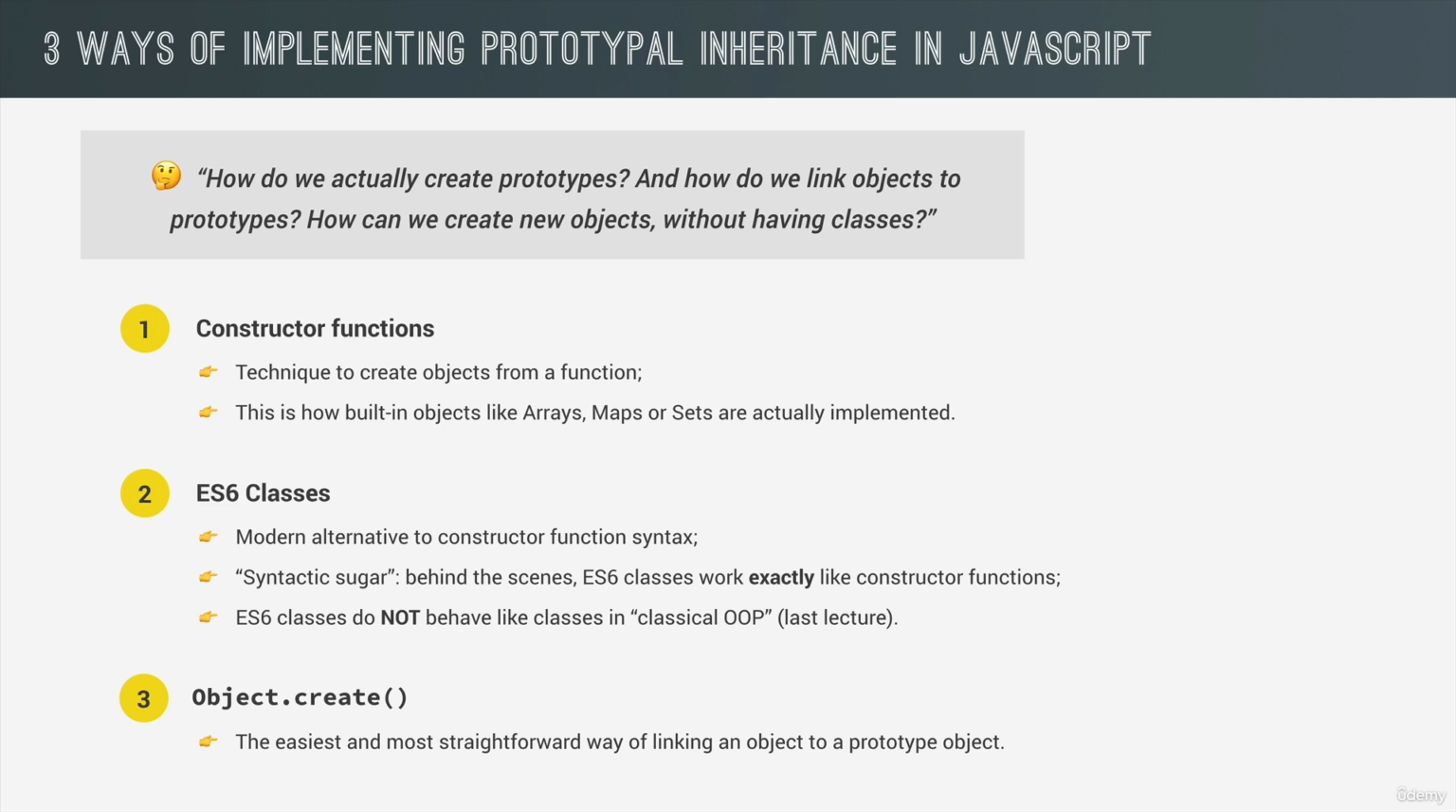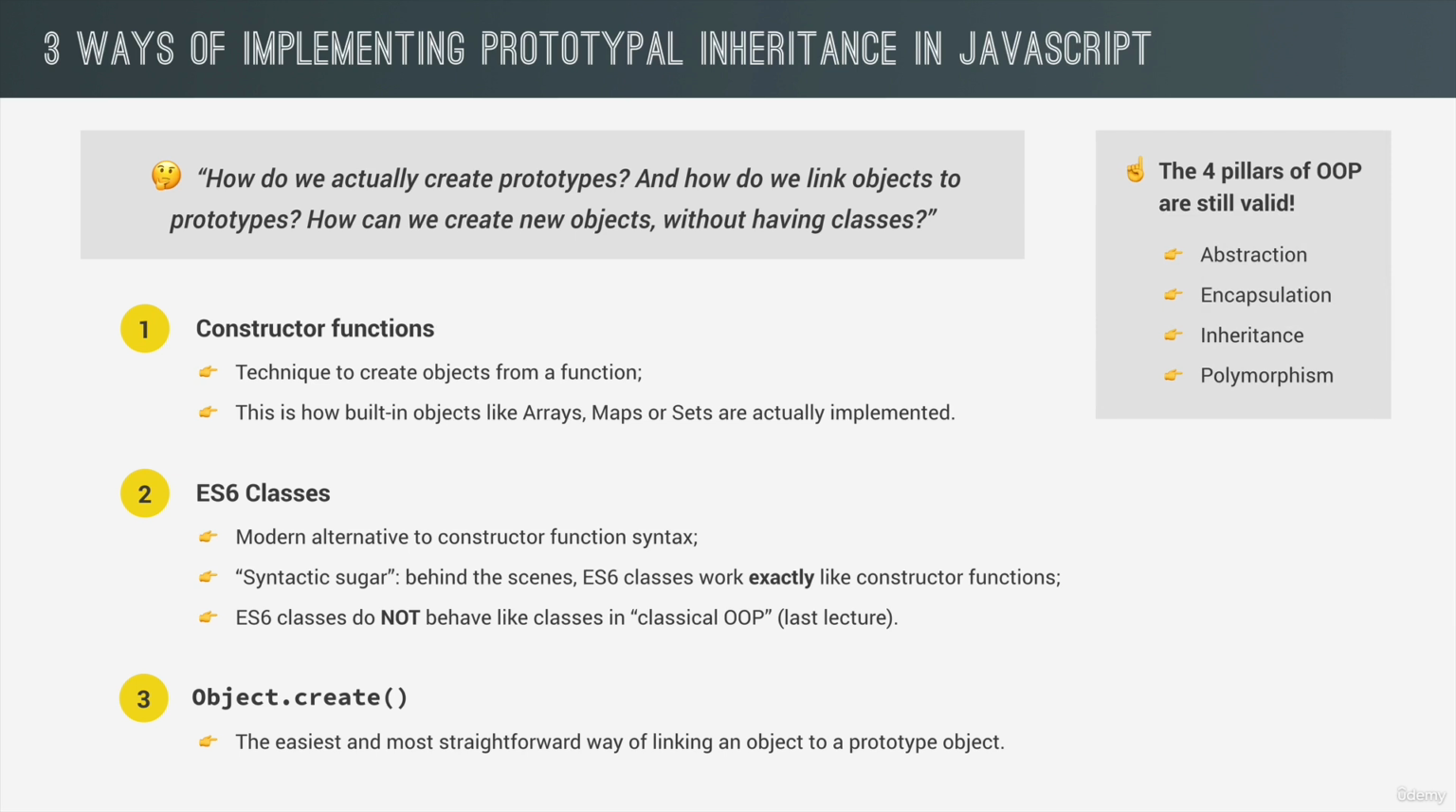However, it's not as used as the other two methods, as we will see over the next couple of lectures. Now, to finish, one important thing to keep in mind is that the 4 principles of object-oriented programming that we learned in the last lecture, so that's abstraction, encapsulation, inheritance, and polymorphism, are still valid and important with prototypal inheritance. And throughout this section, we will of course learn how to use and implement these principles. Alright, and with all that being said, let's now finally put OOP into practice and get a bit more technical.